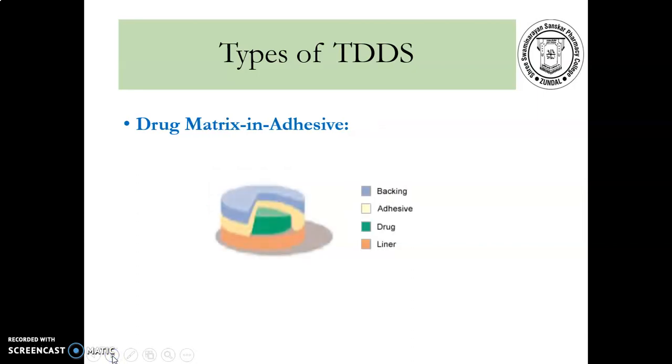And the last one is drug matrix in adhesive. Here the semi-solid matrix of drug is placed between the adhesive and the release liner, and they are applied to the skin for the transfer of drug to the systemic circulation.